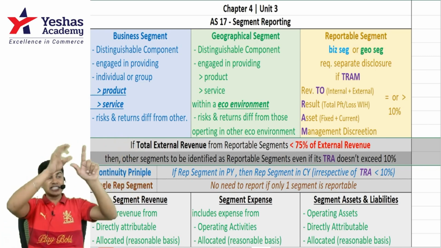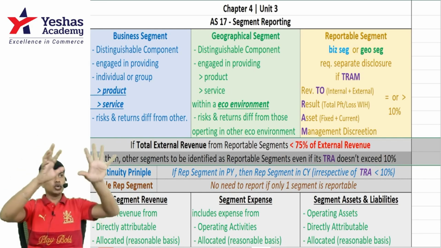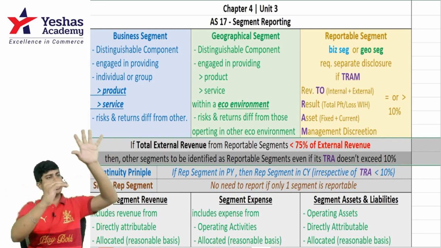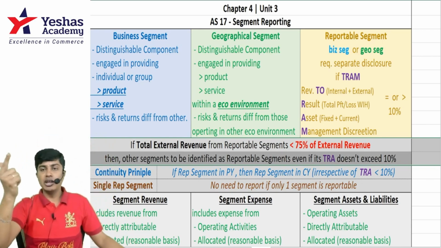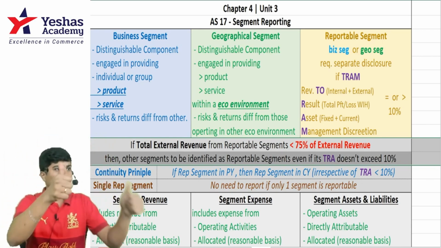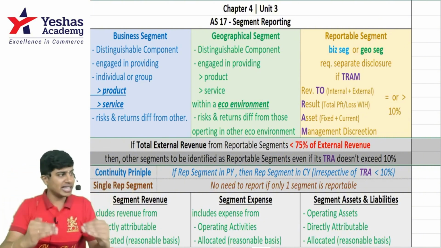Now, these two segments' external revenue in the numerator, and you take the total external revenue of all five segments in the denominator. That is 25 percent. If it comes to 75 or more, good. What if it is less than 75?